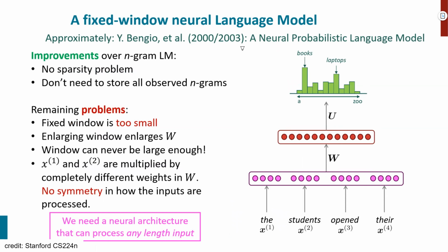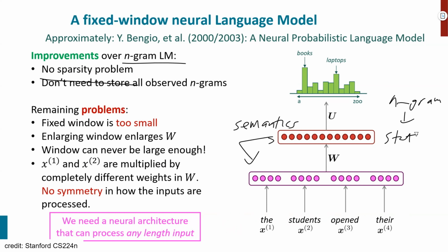And in the early 2000s and 2010s, the neural probabilistic language model was prevailing. The improvements over the n-gram language model are as follows. There is no sparsity problem because these models care about the context and the semantics. N-gram models only think about statistics, no semantics. And we don't have to store all observed n-grams, so we don't have a storage problem.